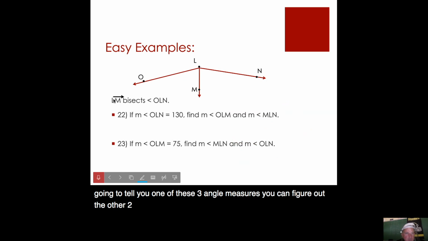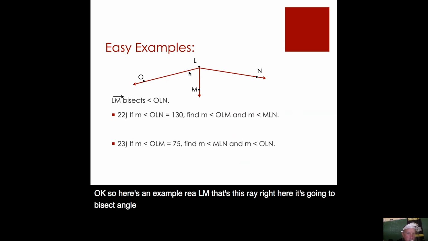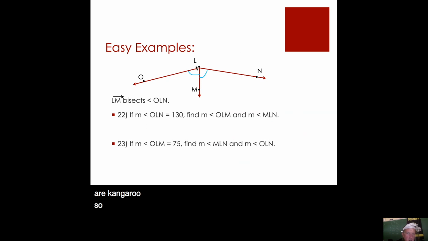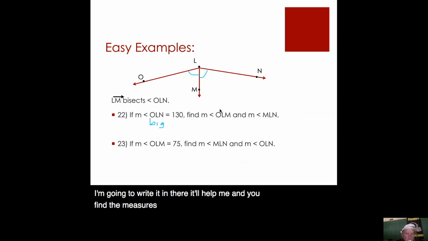Okay, so here's an example. Ray LM, that's this ray right here. It's going to bisect angle OLN. That's the big angle. So these two angles are congruent. So in number 22, if the measure of angle OLN is 130, that's the big angle. I'm going to write it in there. It'll help me and you. Find the measures of angle OLM, that's a little one, and measure of angle MLN, that's a little one.